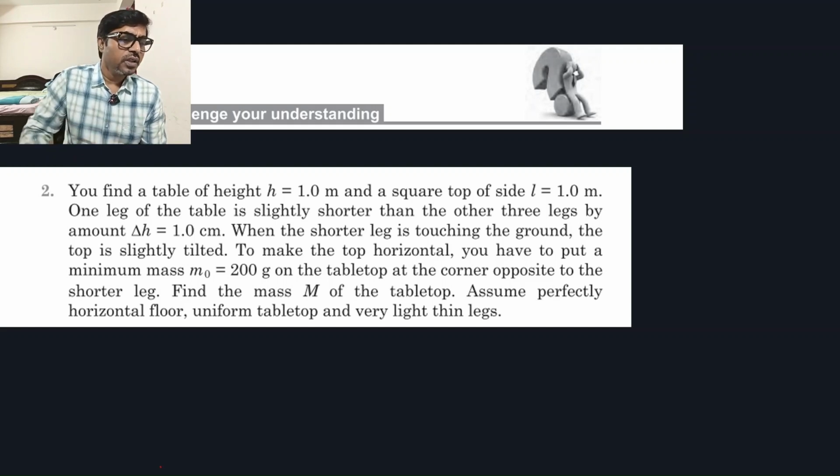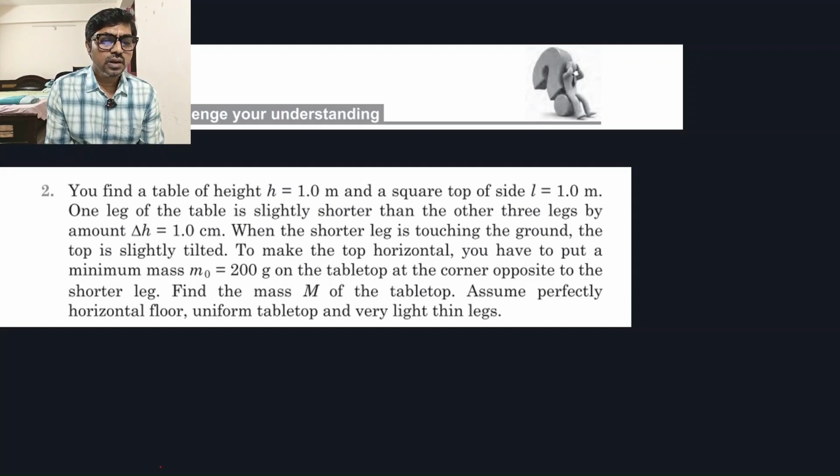Let's read the question. You find a table of height h equals 1 meter and a square top of side L equals 1 meter. So you have a square tabletop and a table of height 1 meter. One leg of the table is slightly shorter than the other 3 legs by an amount delta h equals 1 centimeter. So the table has 4 legs. Out of that, 3 legs are of 1 meter and 1 leg is slightly shorter, 1 centimeter less, maybe because of wear and tear or a cut, whatever.